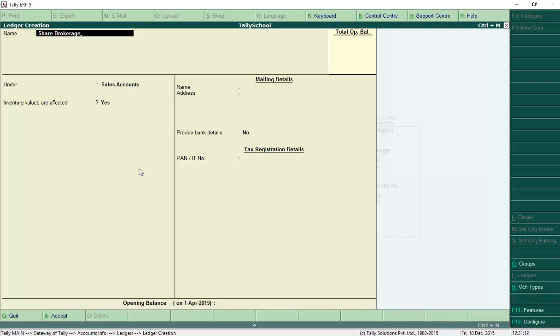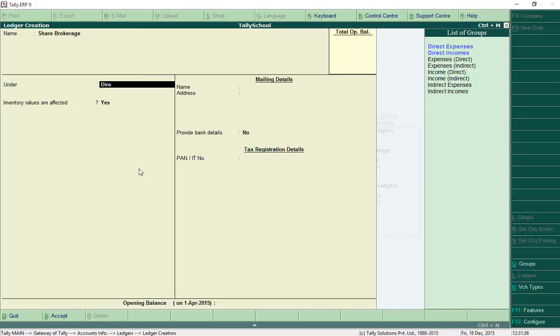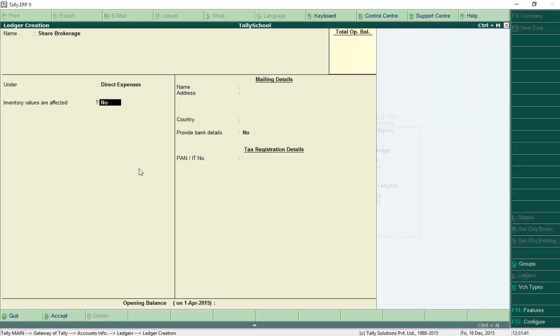You can also include share brokerage in the stockbroker's account, and for that you don't have to create a share brokerage account, so the entire amount will be debited or credited in the stockbroker's account. But I recommend you create a separate account, so at the end of the year you'll know how much brokerage you have paid, and it will be under direct expenses because it is our direct expense, and inventory values are affected will be set to no, and just save it by pressing enter.